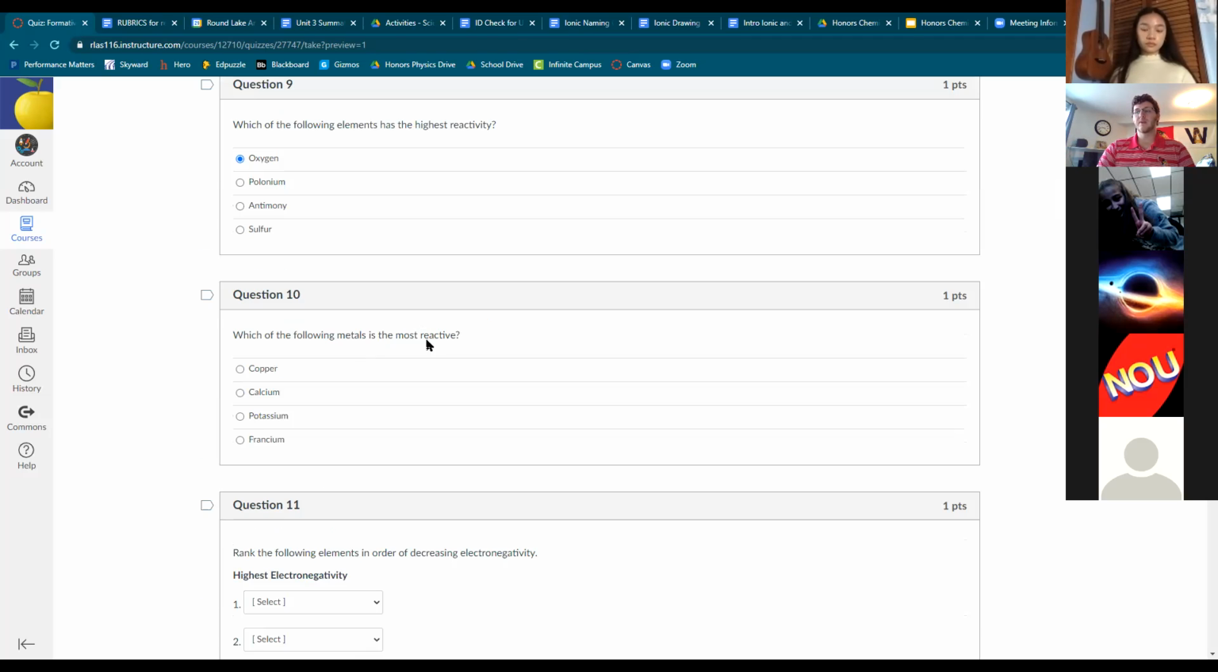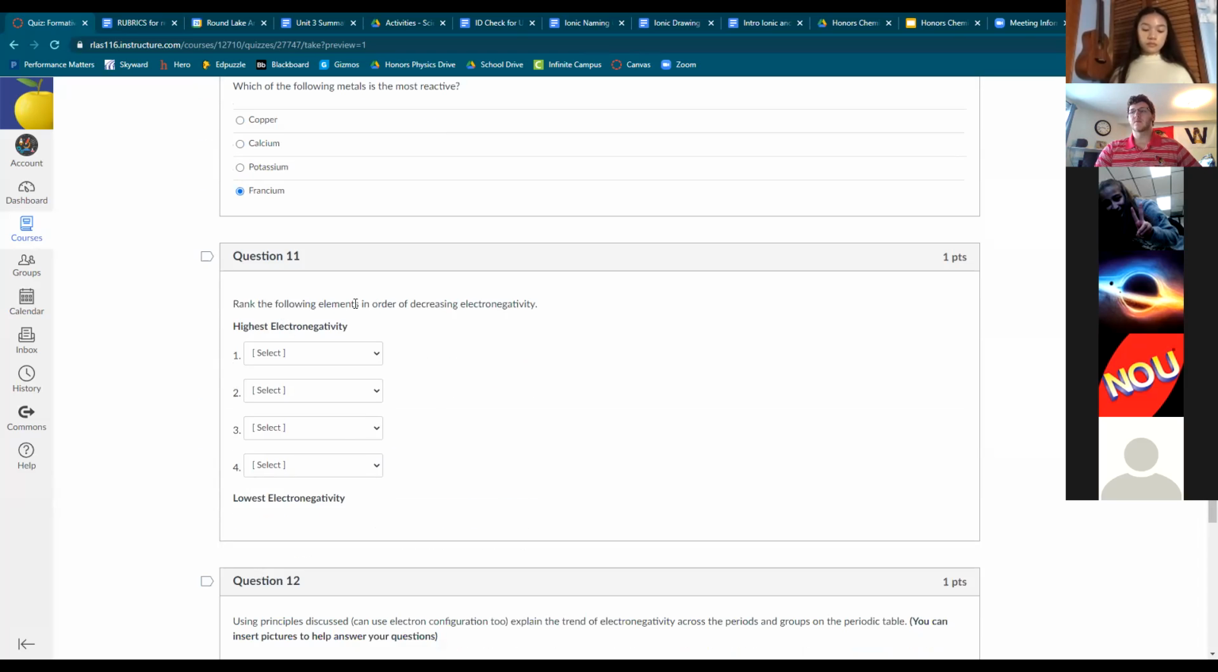Which of the following metals will be the most reactive? We have copper, calcium, potassium, and francium. So copper is going to have 2 valence electrons, calcium has 2 valence electrons, potassium has 1 valence electron, francium has 1 valence electron. So it's between potassium and francium, which one is going to have more reactivity, because they both have 1 valence electron, and it's going to be the one with the largest atomic radius or the smallest ionization energy, willing to give away its electron the most, which is going to be francium.